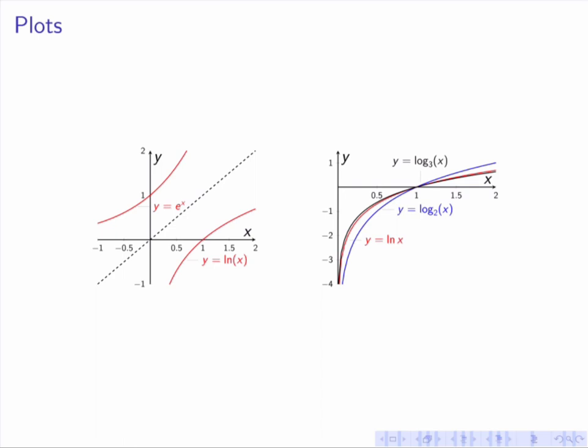Other logarithms to other bases are shown here on the right graph. Again, the natural logarithm is in red. The black line shows logarithm to the base 3, and the blue line is the log to the base 2.